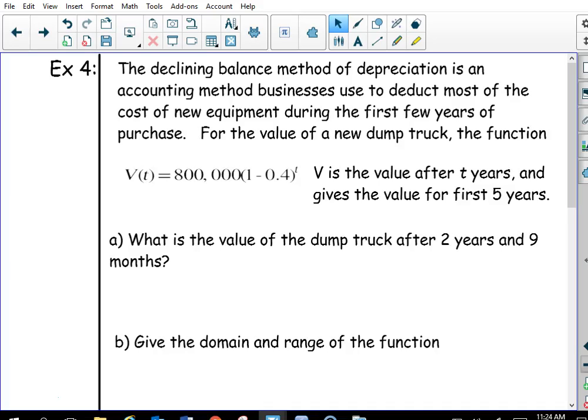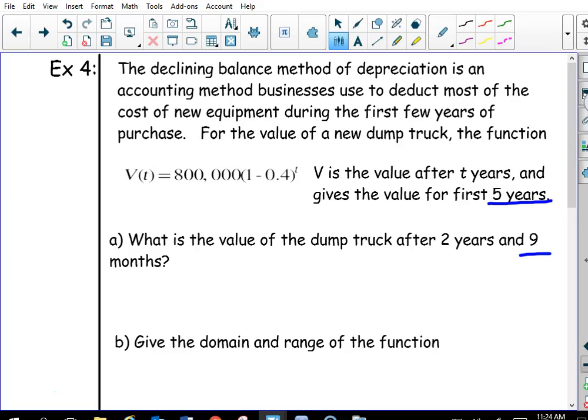So we've got this function V of t is 800,000. That means they spent 800,000 for this dump truck, the initial value. And then it's 1 minus 0.4 to the t. And this gives the value pretty well for the first 5 years. Okay, t is in years, V is in dollars. What is the value of the dump truck after 2 years and 9 months?